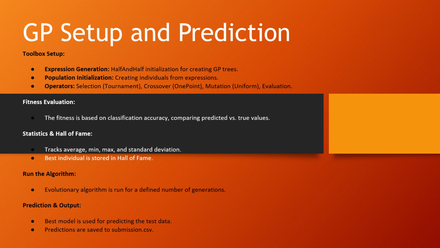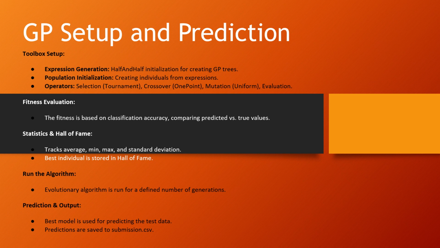Hi, this is Lakshmi here. Once we define the function set and terminals, we set up the GP toolbox. This is where the evolutionary process starts. We used the half and half initialization method to generate initial GP trees, ensuring diversity in the population. From there, the algorithm proceeded through several evolutionary steps like selection, crossover, mutation, and evaluation.